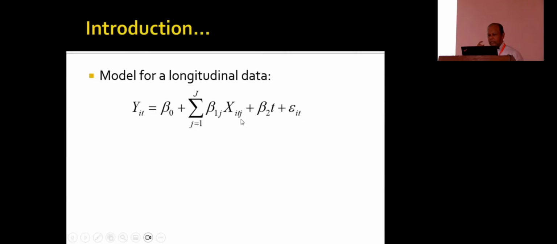So you need to decide how many such variables, time dependent variables, covariates. This is called time dependent covariates. Which means that as the Y variable changes, cholesterol varies, those covariates are also changing. So therefore you need to do this. This is the model.